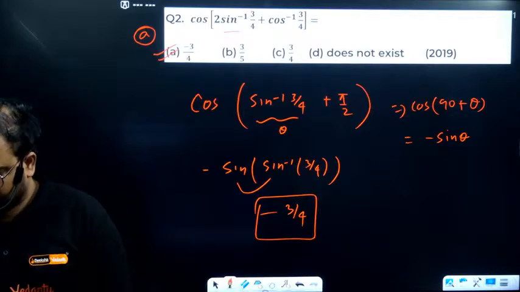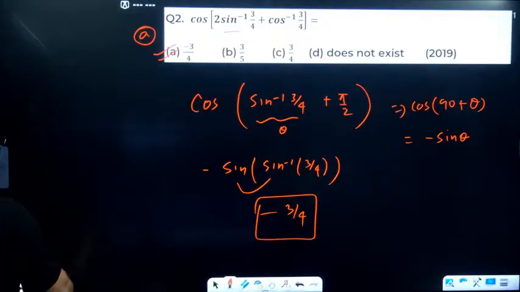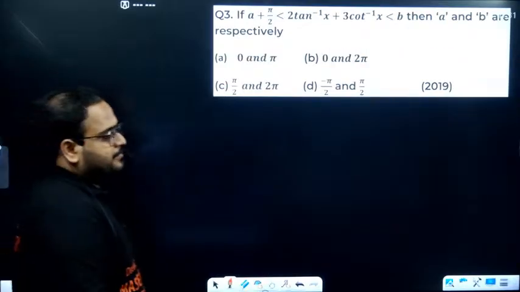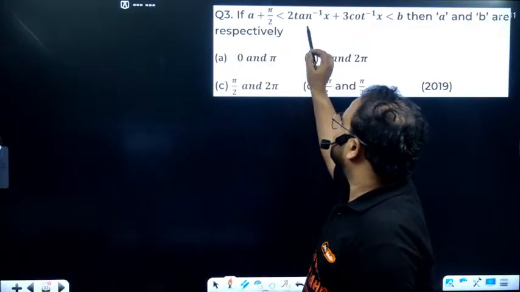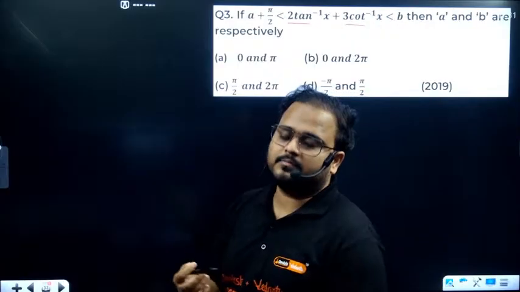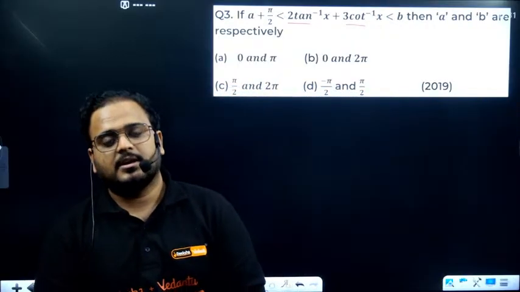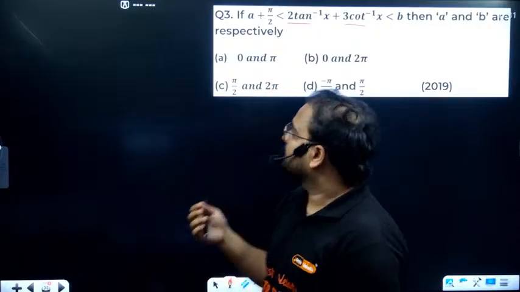Yes, any doubt? Any doubt in the previous questions? Go ahead and ask me. Third one. Again, this is a similar result problem. Whenever you see this kind of result, it's on the same principle. The complementary ratios that you had in trigonometric functions, that pair becomes the same in ITF also, and the result is always pi by 2. Okay.